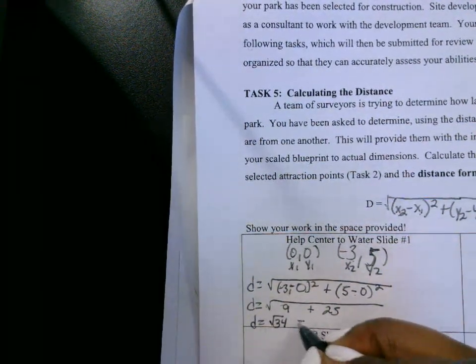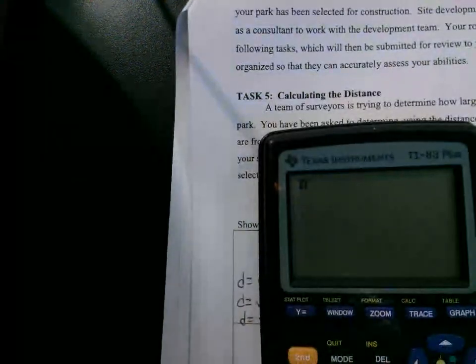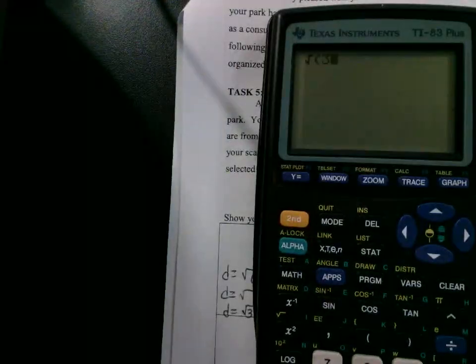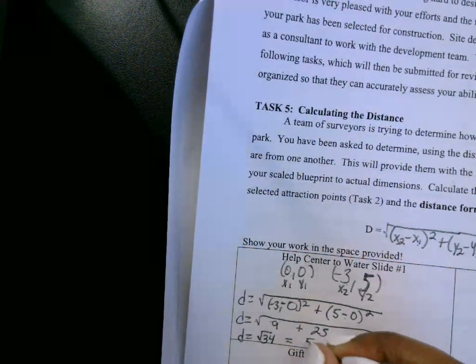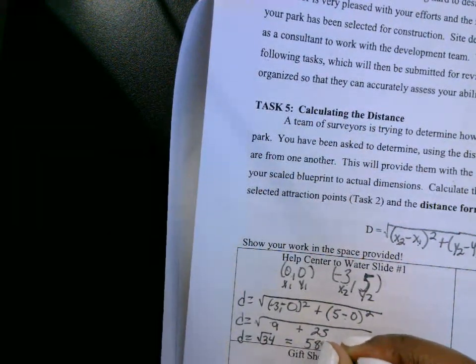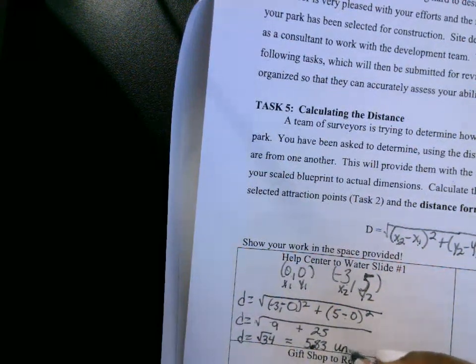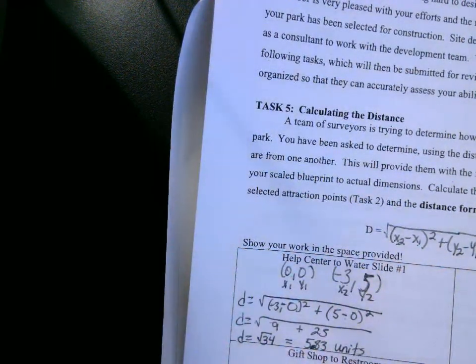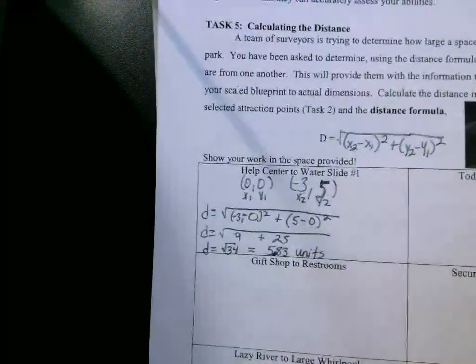Let's find the decimal for the square root of 34. Using the square root function and then 34, that's 5.83. So it's about 5.83 units. That's what we have so far, 5.83 units.